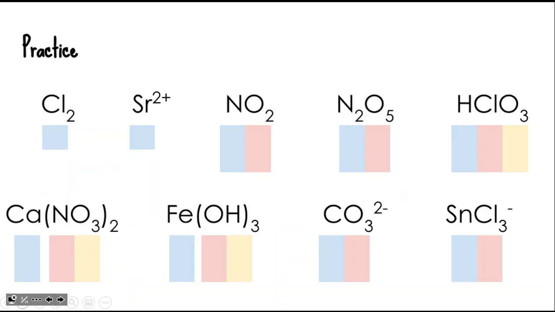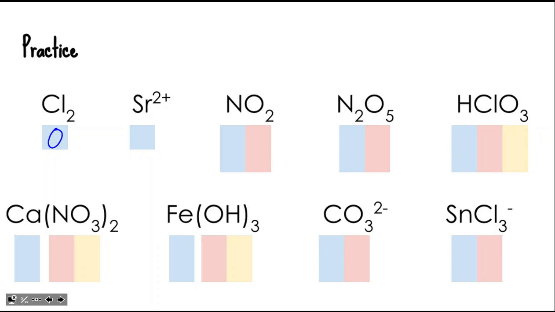So now we're going to practice and assign oxidation states to these elements or compounds up here. Various different arrangements. As stated on the chart beforehand, chlorine here, Cl2, that's diatomic chlorine, the elemental form of chlorine. What oxidation state should we assign there? That's easy. 0. Good.